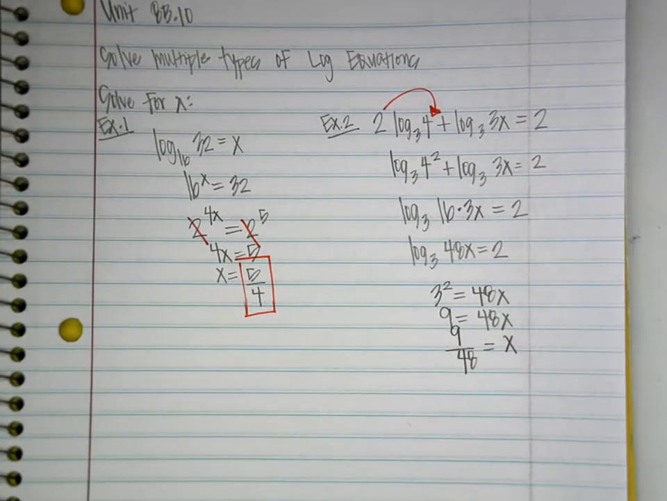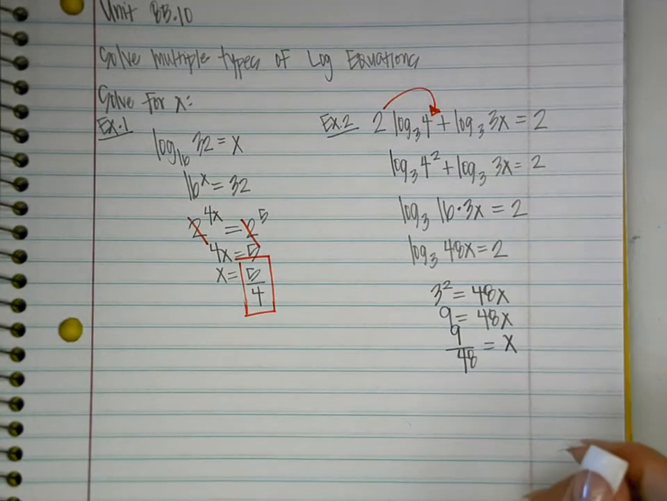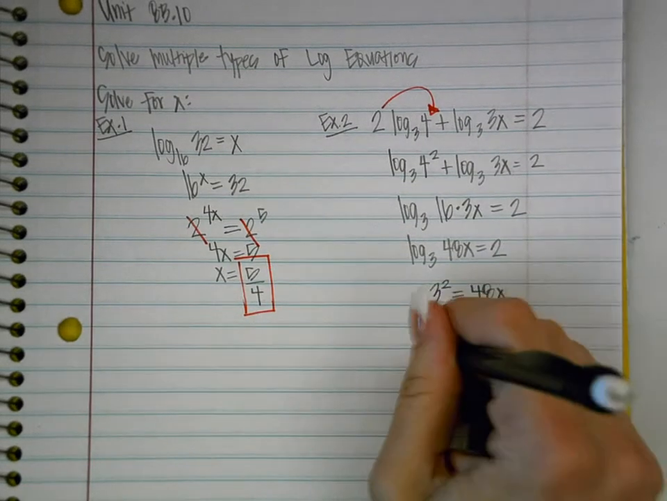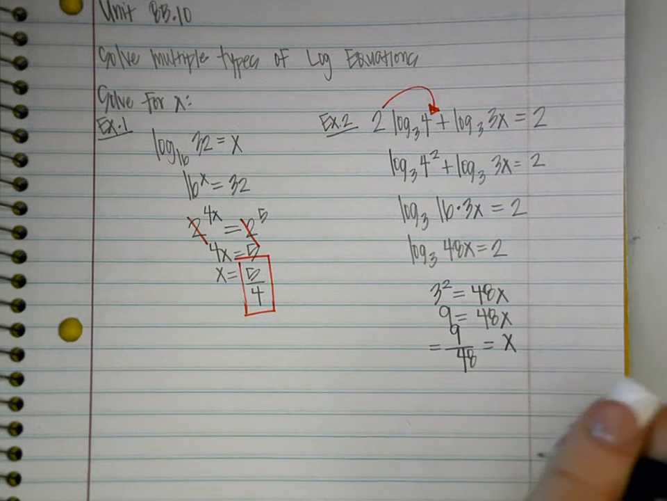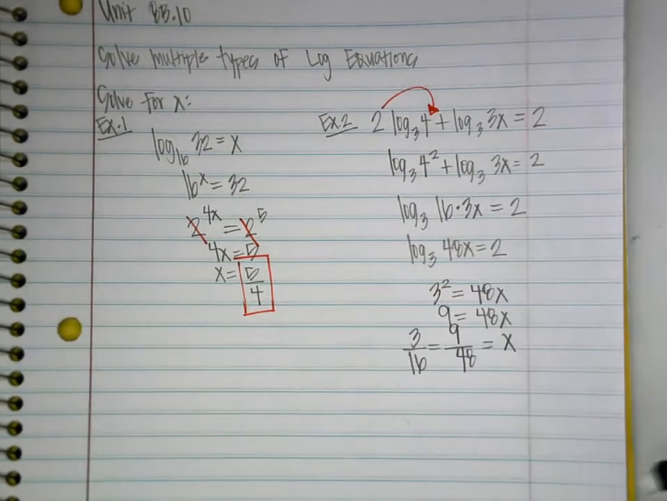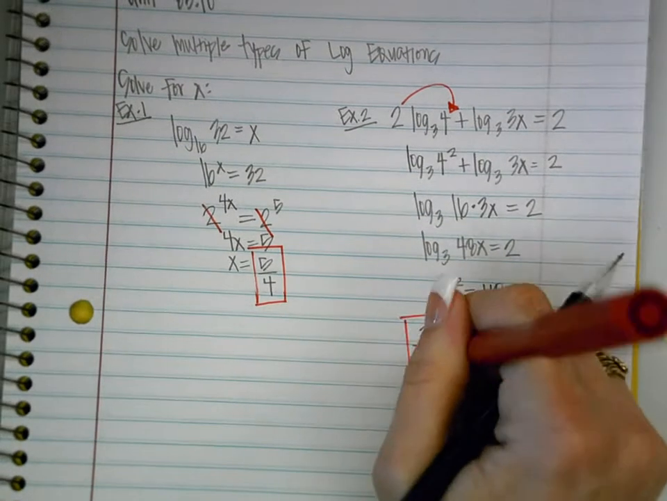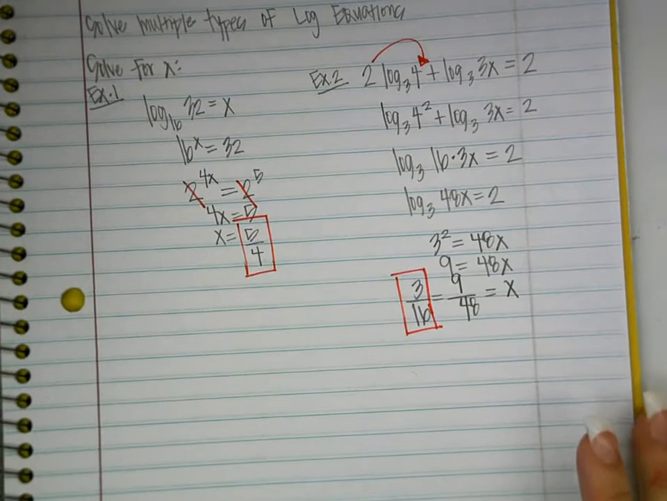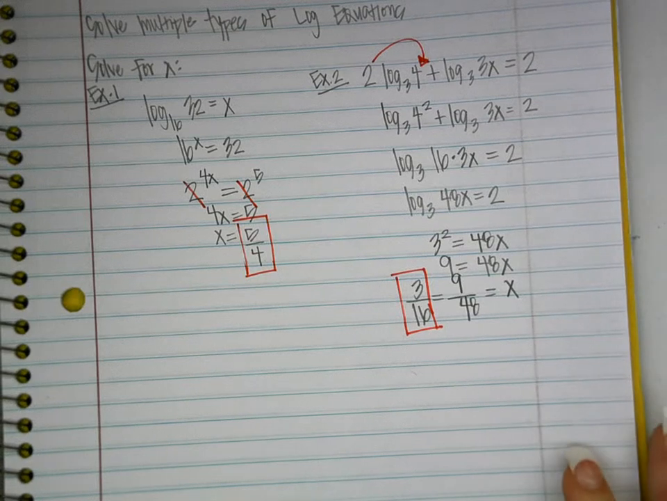Now, are you completely done here? No. Why? What can you do? You can reduce. What goes into both 9 and 48? 3 goes into both of them. So this becomes 3 over 16. That's your answer. 3 over 16. Questions so far?